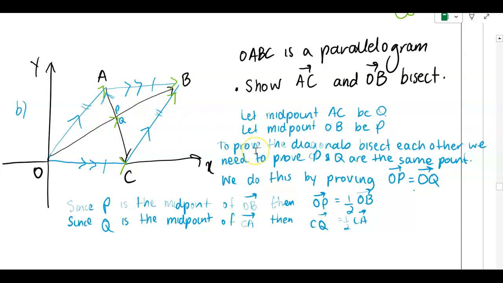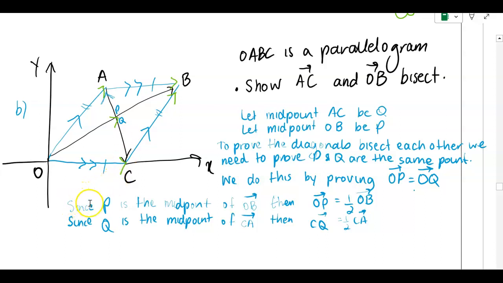So it says here, to prove the diagonals bisect each other, we need to prove that P and Q are the same point. So what we basically need to do is prove that vector OP is the same as vector OQ. So from here up to P is the same as from here up to Q, therefore they're the same point, therefore it's going to be the bisector.